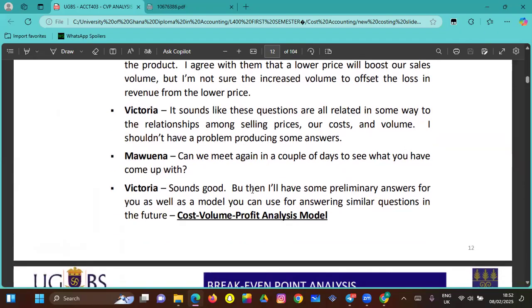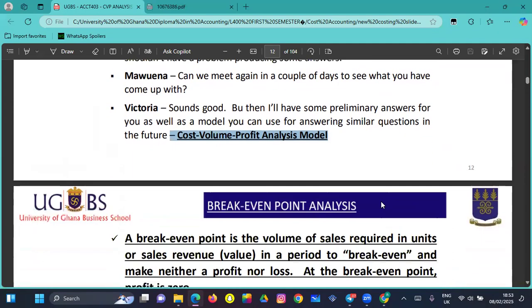Victoria is saying, sounds good, but then I will have some preliminary answers for you, as well as a model you can use for answering similar questions in the future. The model is cost volume profit analysis. That's the savior.